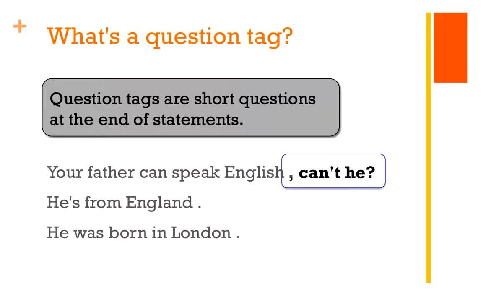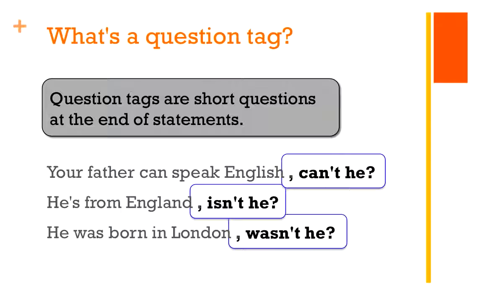Your father can speak English, can't he? At the end of the statement. He's from England, isn't he? At the end of your statement. And he was born in London, wasn't he? So question tags are short questions at the end of a statement.